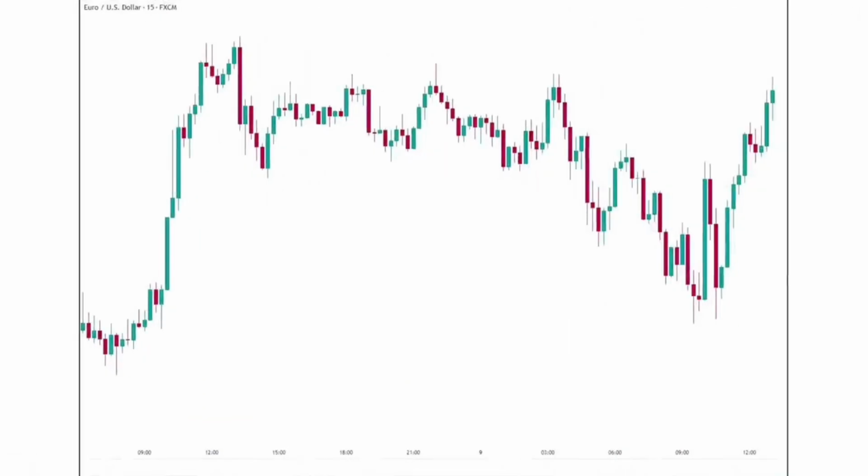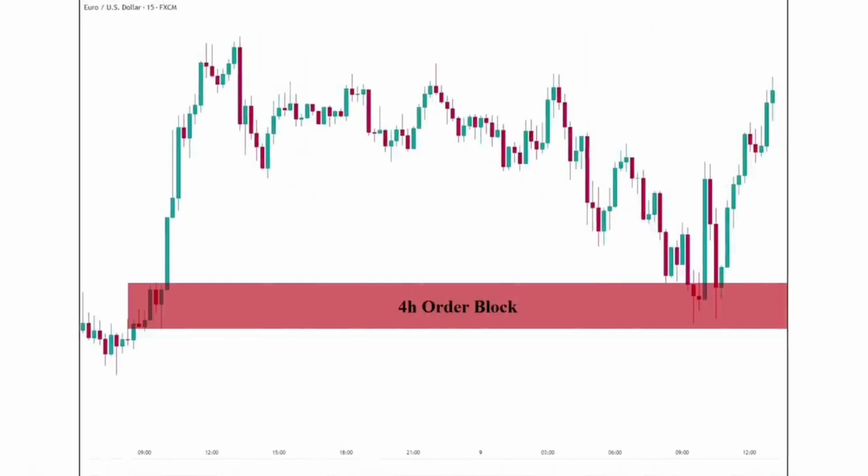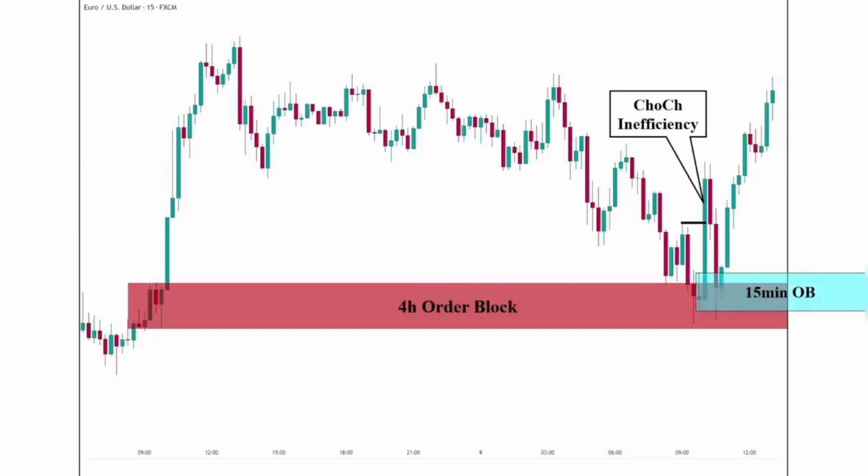Let's see a live chart example. So here we have the Euro-Dollar 15 minutes chart. We have an overall bullish bias and a perfect 4 hours unmitigated order block. As the price approaches this zone, we have no idea if it will push the price to the upside or not, because although the higher time frame is bullish, we have a bearish short-term downtrend. So after hitting the demand zone, market makes a change of character with an inefficient move leaving behind a perfect 15-minute order block. So this is a signal that the short-term downtrend is over and the market can potentially continue to move to the upside.